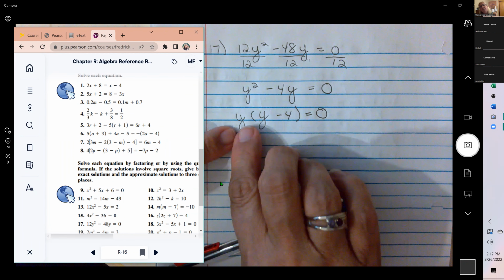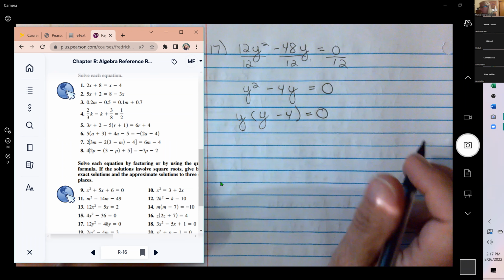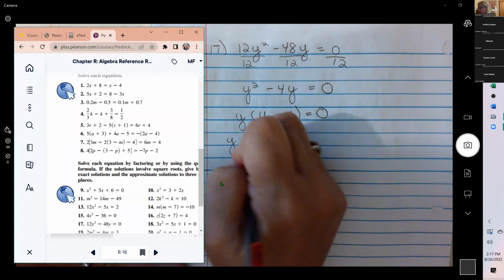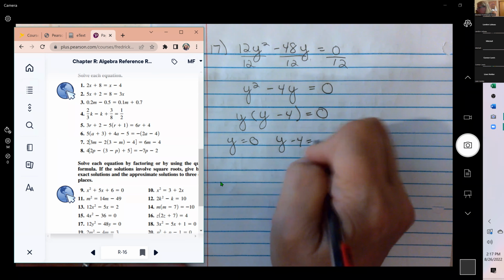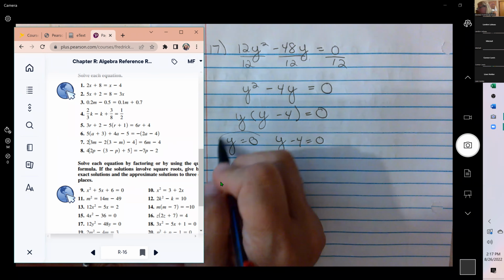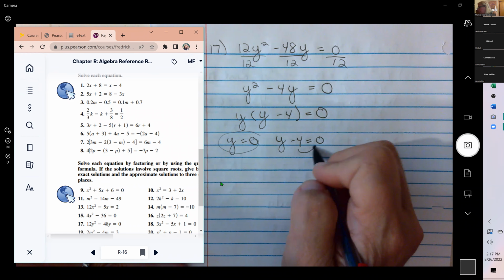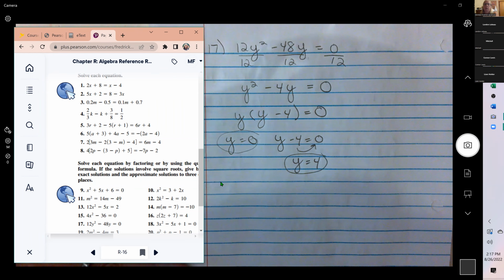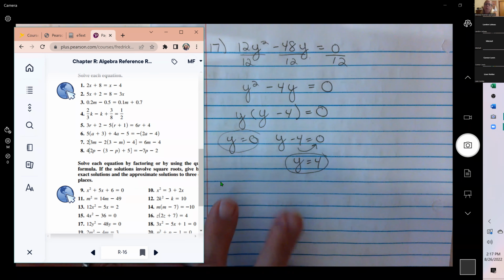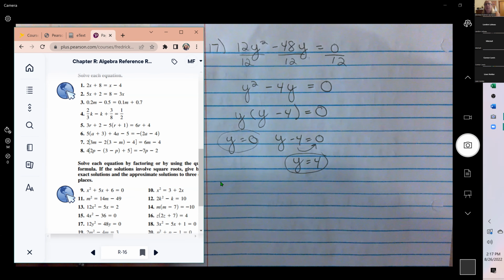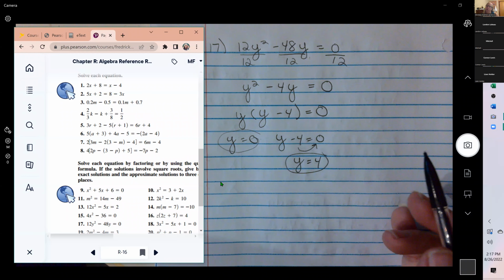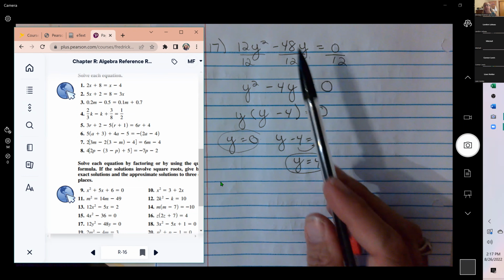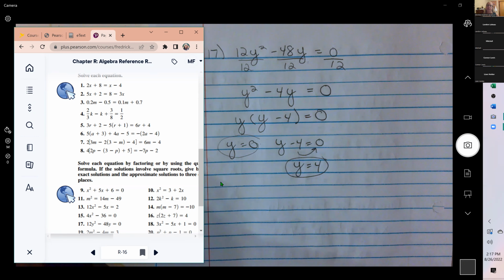Once it's factored, we can set both of those equal to 0. y equals 0 and y minus 4 equals 0. This would be an answer. This one, we would add the 4 to the other side to get y equals 4. When your degree is 2, you should get 2 answers. Sometimes it's a double root, that means you get 1. Like if we got 4 here and here, that can happen. But in most cases, squared would be 2 separate answers.